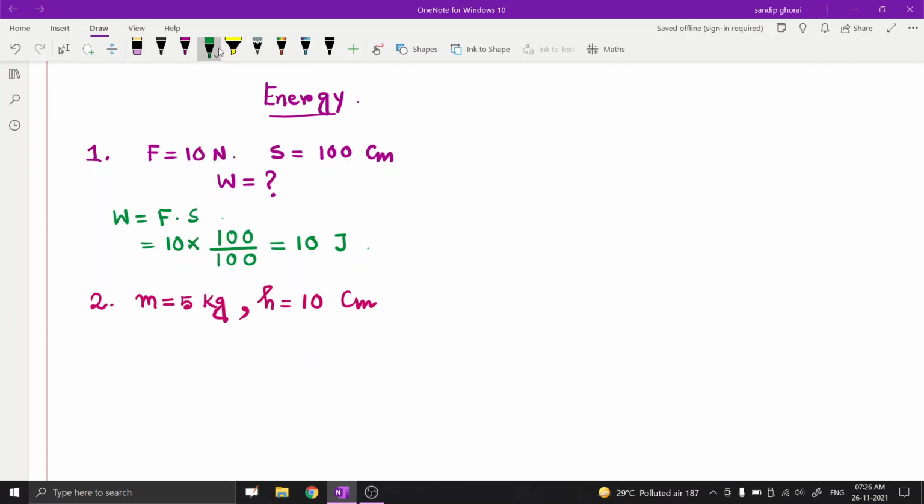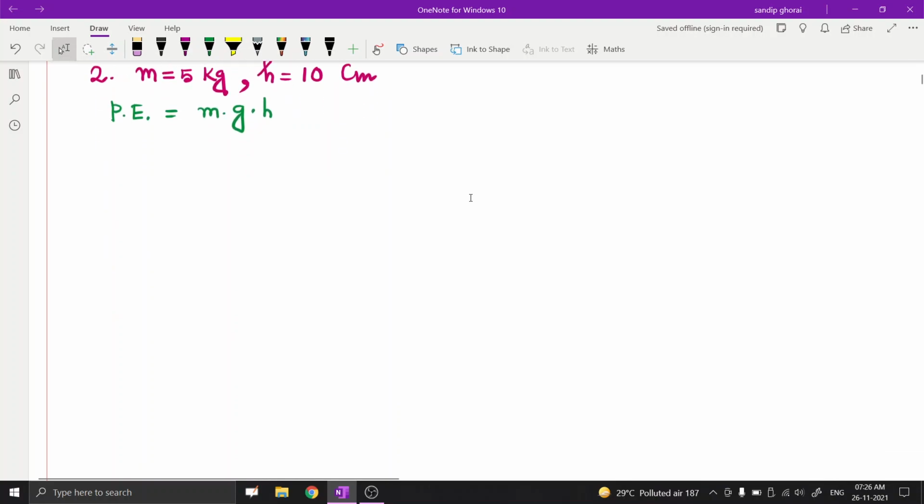Simply we use the relation, potential energy is equal to mgh, and if we replace the values, that means m is equal to 5, and g, in SI system we take g equal to 10 meter per second square, into h, which means 10 centimeter, that is 10 by 100. So the final answer is simply 5 joule.